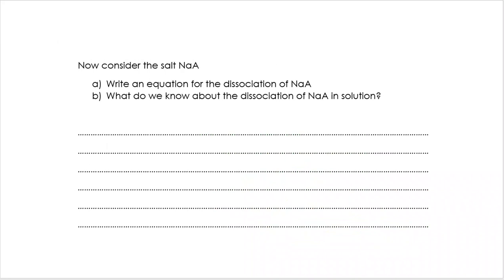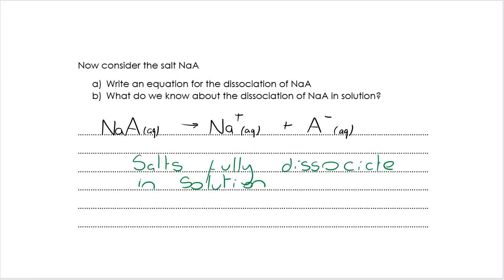Now let's forget about the acid component of the buffer, and now let's think about what happens with the salt component. So the equation, I've got my NaA (aq) breaking down into Na+ ions (aq) and A- ions (aq). And what do we know about the dissociation of NaA in solution? Well, actually, this is a much more general question. This is a what do we know about salts in solution? And salts will fully dissociate in solution.